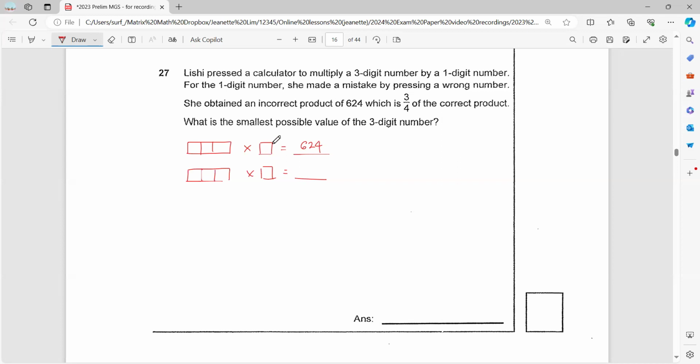So what are the possible values that this is actually 3/4 of this? So if this is 3/4 of this, we can say that this is actually 3 units, this is actually 4 units. The 1-digit number. So what are the possible combinations for this 1-digit number? So possible values of 1-digit number. So it can be 3 and 4.